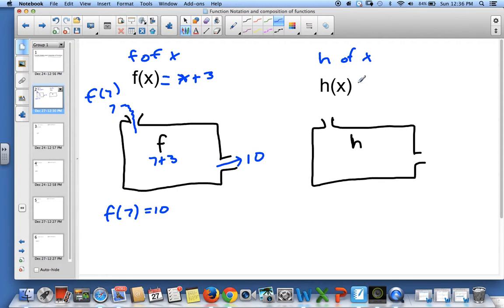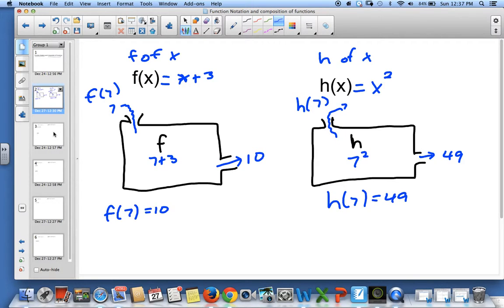This one here is a different function. Let's say this function is x squared. So what this does is it takes any number that I put in. So if I put h of 7, I'm going to take a 7 and throw it into here. And it's going to say 7 squared, because that's what h does. It takes whatever number I put in and squares it. And then I give out an answer of 49. So that would be h of 7 equals 49. So that's the basic concept of how functions work.